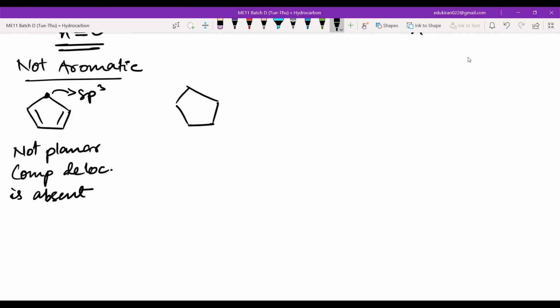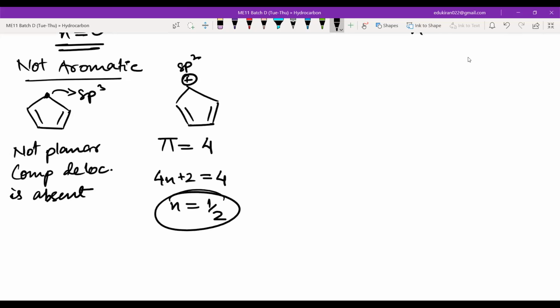Furthermore, you can have a cyclopentadiene cation, where you have a positive charge. Now this carbon is sp2, but the problem here is that the number of pi electrons is 4. If I equate 4n plus 2 to 4, n will be minus 2 divided by 4, which is minus a half. That is why it does not satisfy Huckel's rule, and that is why this is not aromatic.